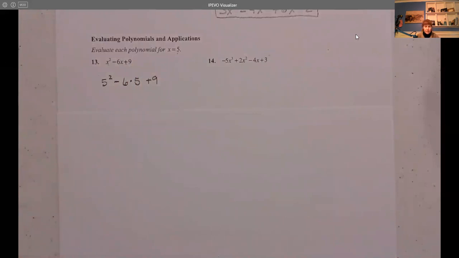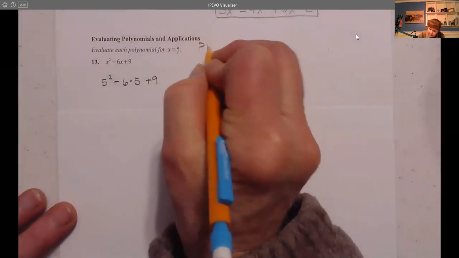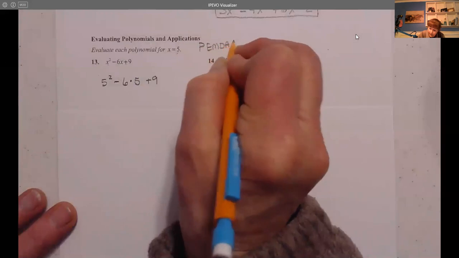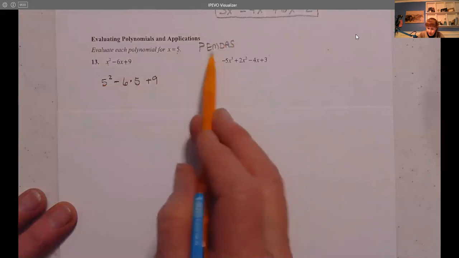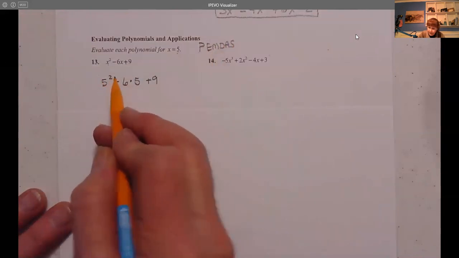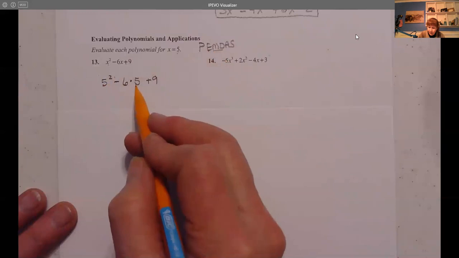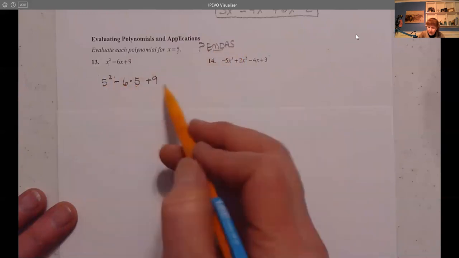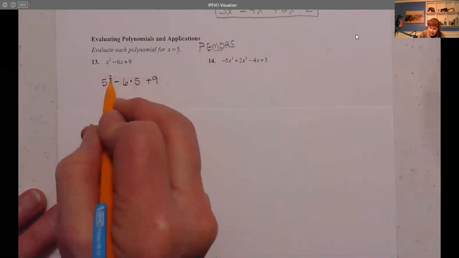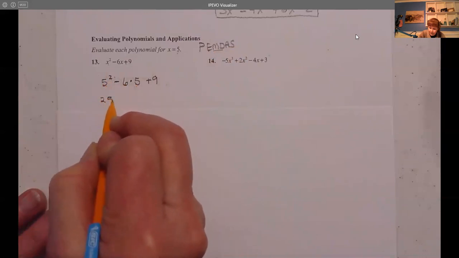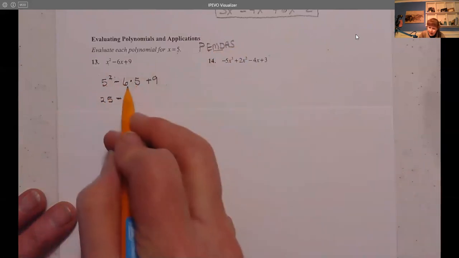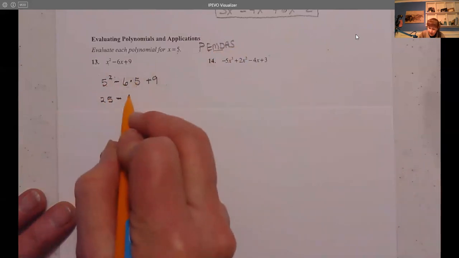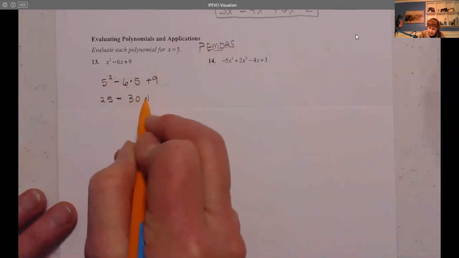So you have parentheses. We don't have them. We have exponents here. Then we'll multiply or divide. Looks like we have a multiplication, and then we'll come back and add or subtract. So our exponent gives us 25. And that's the only exponent we have. Now we can multiply, and get 30 plus 9.